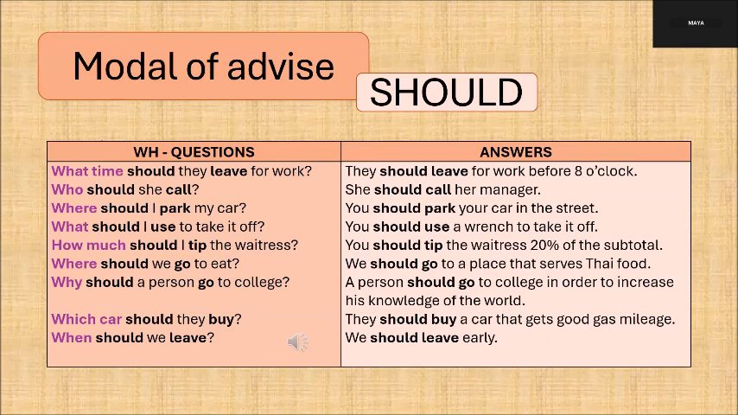Why should a person go to college? A person should go to college in order to increase his knowledge of the world. Which car should they buy? They should buy a car that gets good gas mileage. When should we leave? We should leave early.